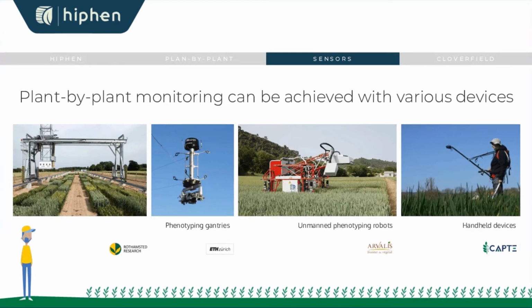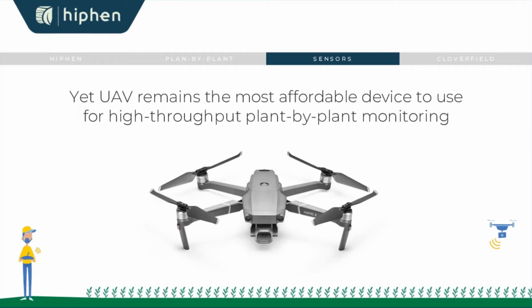These types of systems are very robust. They give us very high resolution, and we can do a lot of fantastic things, but they are very costly. Maybe not so much for the handheld device, but the robotic devices can be costly. That said, we still believe, and we continue to believe, that the UAV remains the most affordable device to use for high throughput plant-by-plant monitoring.